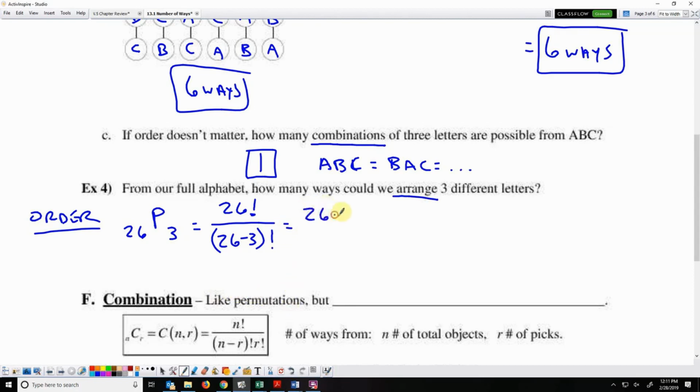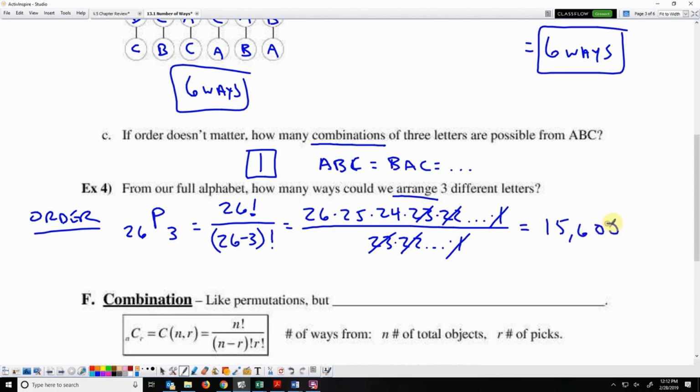So that's 26 times 25 times 24 times 23 times 22, all the way down to times 1. Over 26 minus 3 is 23, so that's 23 times 22, all the way down to times 1. The 23 cancels, the 22 cancels, the 1 cancels, everything in between. So we're left with 26 times 25 times 24. And that is 15,600 ways to arrange 3 letters out of the entire alphabet of 26 letters.